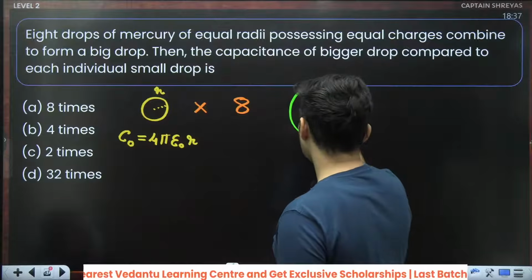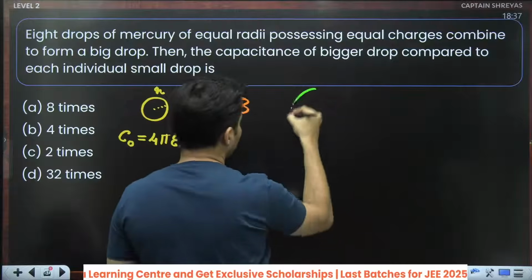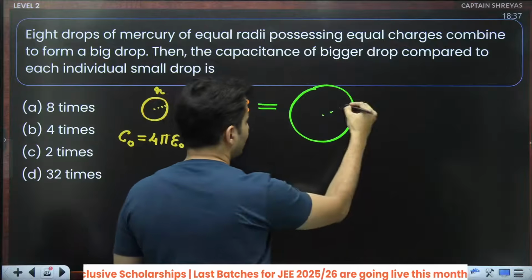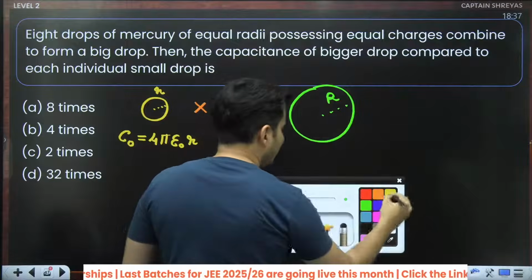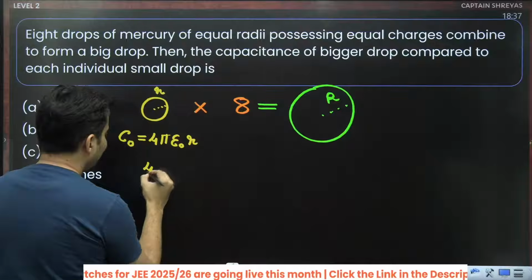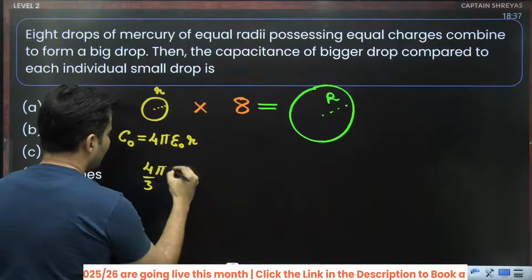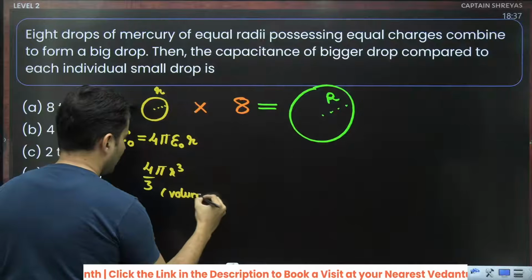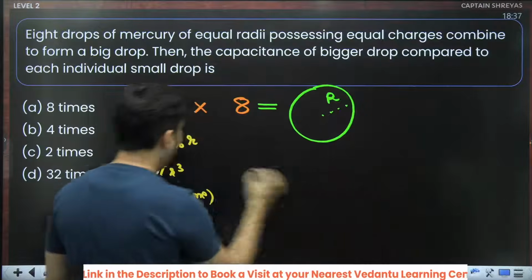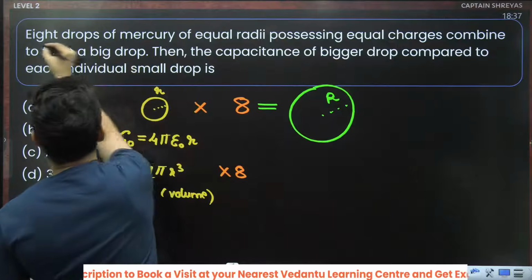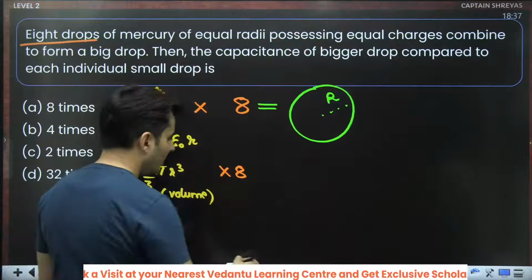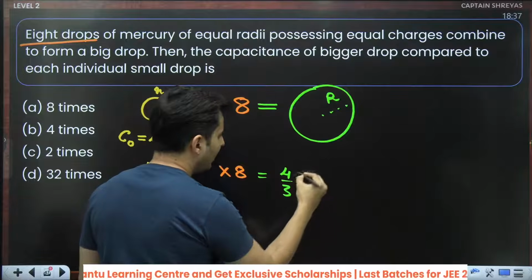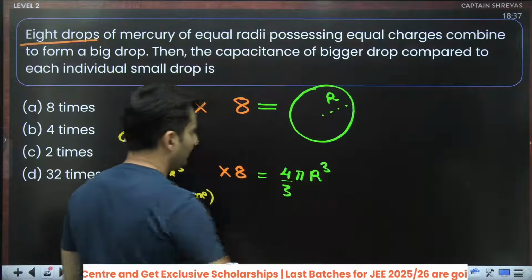Imagine this is that big drop having some new radius. This guy's volume will be 4 by 3 pi small r cube. This is nothing but the volume. You multiply the volume by the number 8 because it is clearly mentioned 8 drops were there. You will get the volume of the big drop. How much will it be? 4 by 3 pi capital R cube.